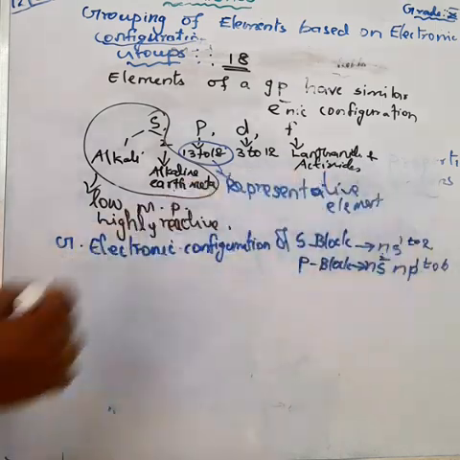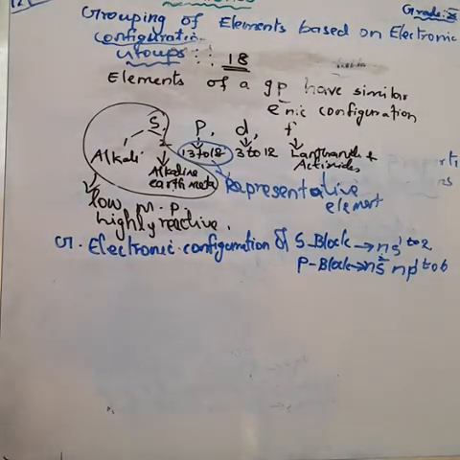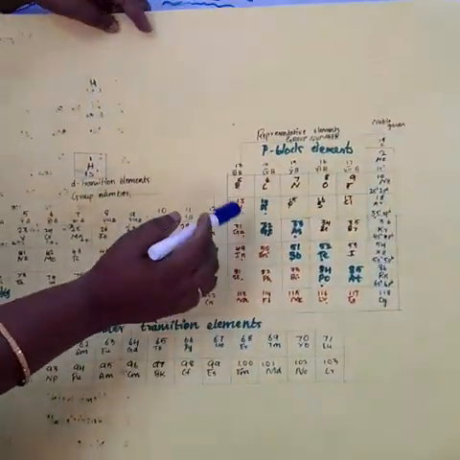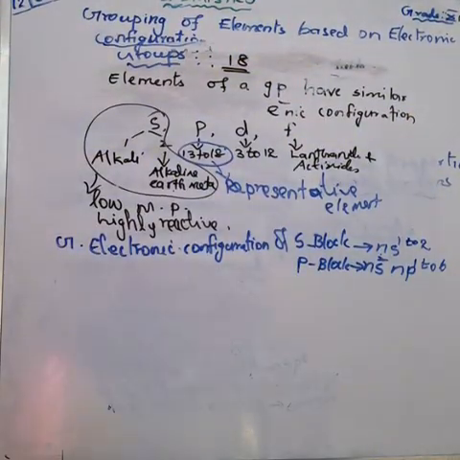In the P block, group 13 to 18, how many groups are there in total? Six groups. So the general electronic configuration is ns2 np1 to 6. All the elements in the P block have this general electronic configuration, so they have similar chemical properties.